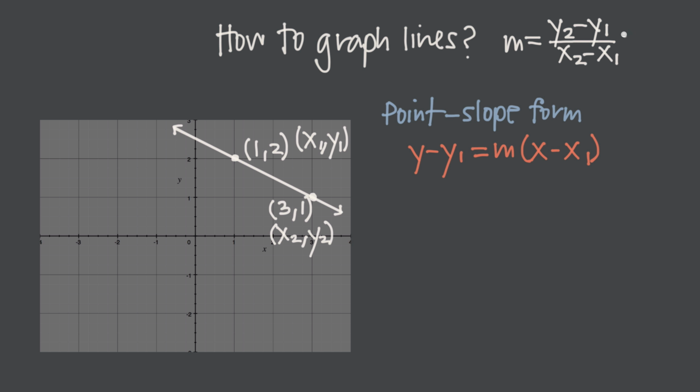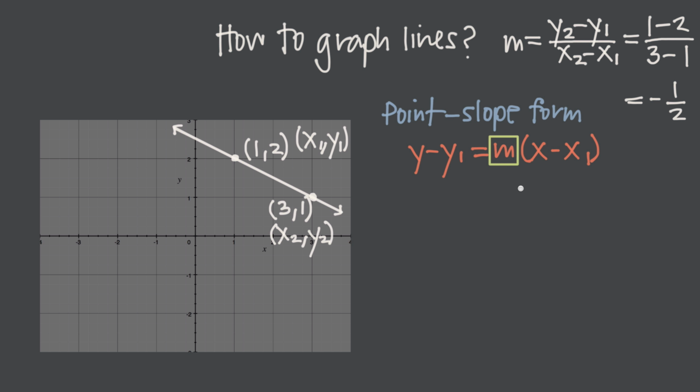Now, if that's the case, to get m, we just take y sub 2, which is 1, and we subtract y sub 1, which is 2. And then we divide that by x sub 2, which is 3, minus x sub 1, which is 1. We see here that 1 minus 2 is negative 1, 3 minus 1 is 2, so negative 1 over positive 2 is negative 1/2. That means that our slope m is equal to negative 1/2.